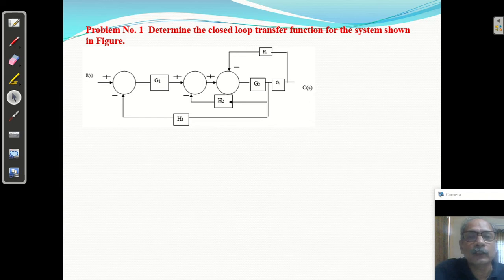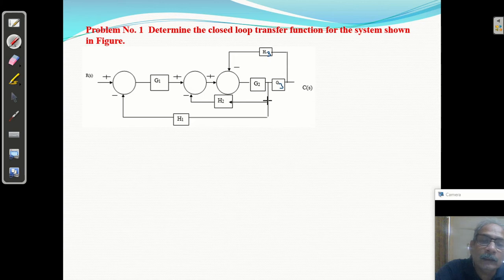Determine the closed loop transfer function for the system shown in figure. Now you can say this is G1, this is G2, this is, let us say, G3, this is H1, H2, and let us say H3. This is H. I am taking H3. Okay.